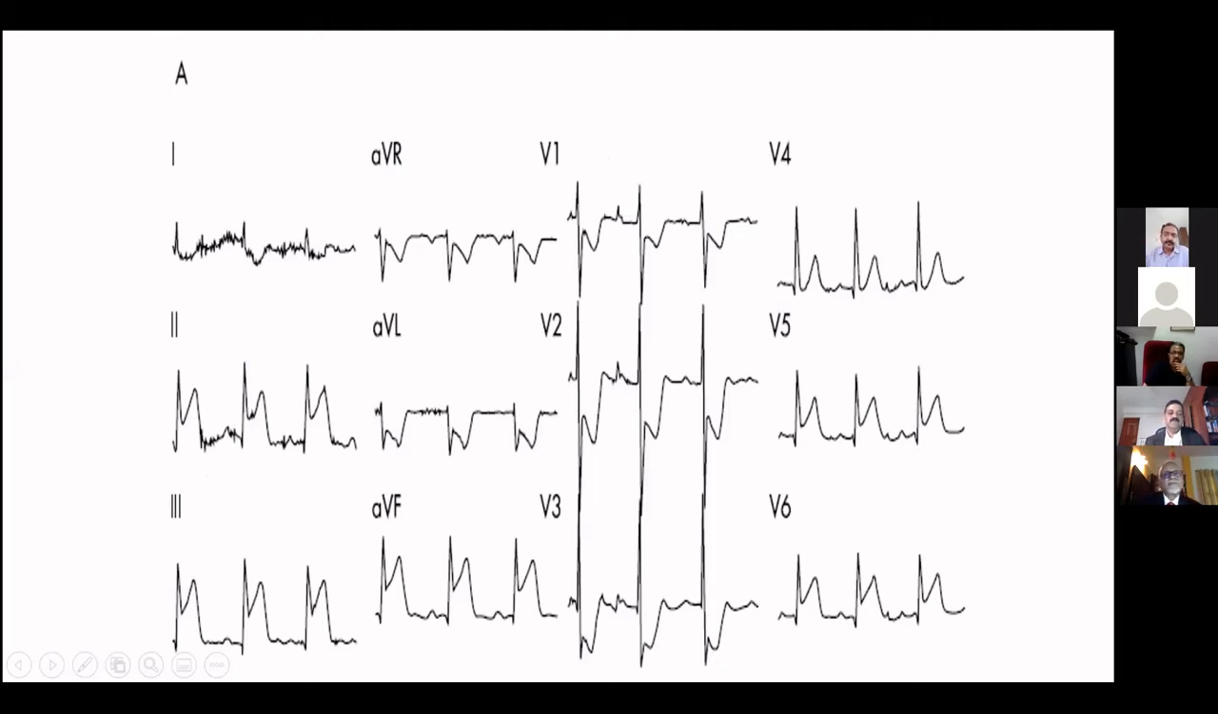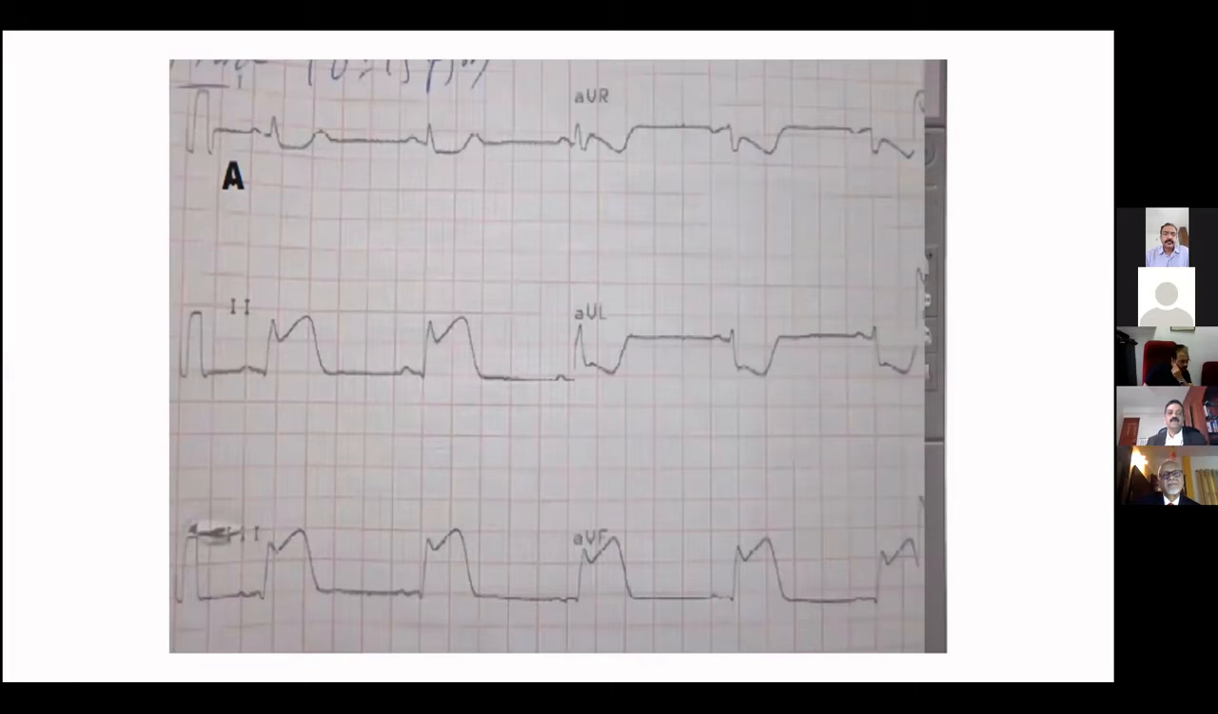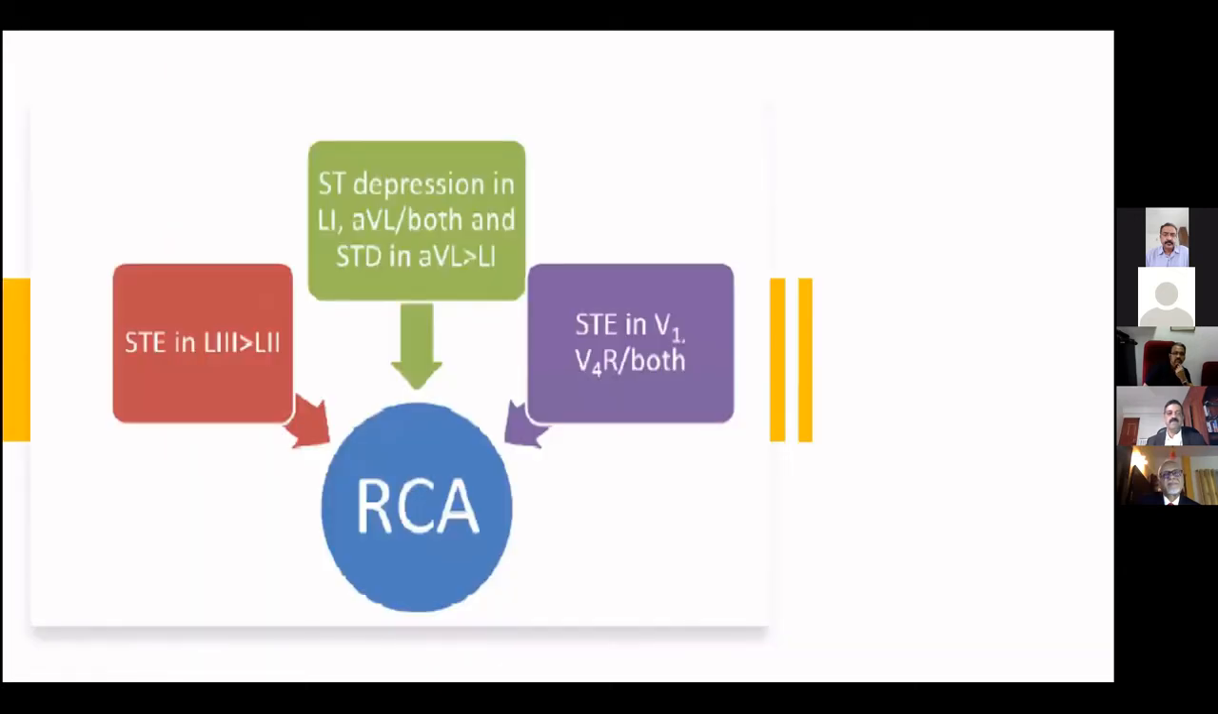You have a lead 3 ST elevation, which is more than lead 2 ST elevation. Then you have ST depression in V1, V2, V3. And the other ratios, if you can calculate them, also correspond to what we spoke about. This is the ECG of the same, with the diagrams and the background.